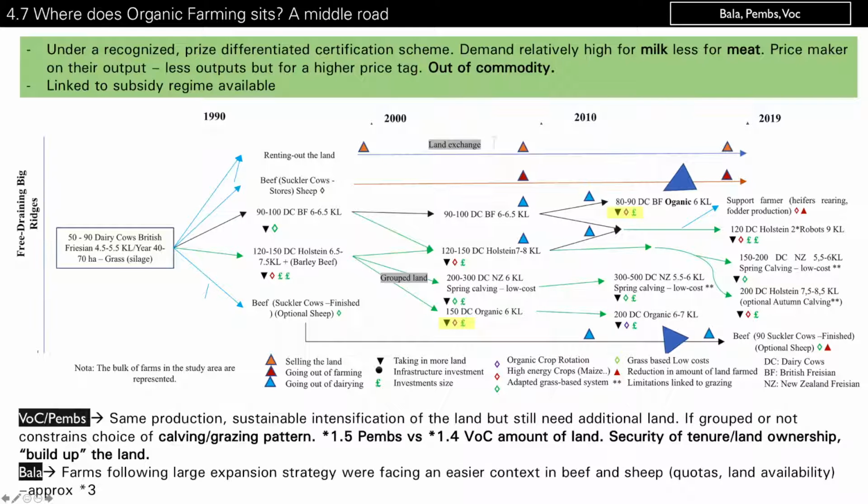There are middle roads, including organic farming, where you're going out of the commodity market, but again, you have to get some land, sometimes, for example in dairying, the best quality land accessible in the area to go into high energy crop. You have to have a very good functioning of your farming system adapted to the land, which is difficult, and you need more land, which can be very difficult to find. In Bala, it might mean trebling your acreage.